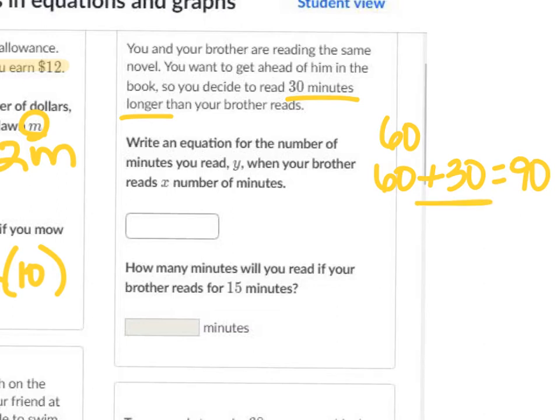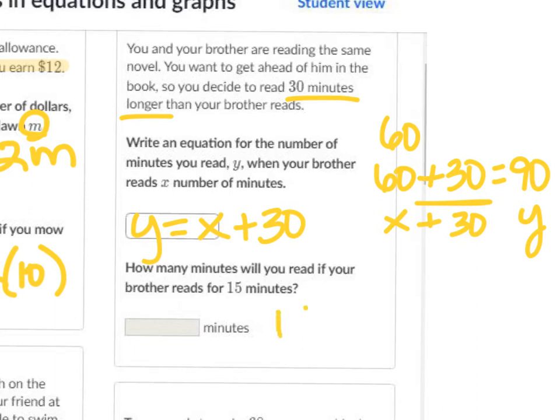So the number of minutes you read when your brother reads X minutes. If his is the X, yours is going to equal that number plus 30, okay? So Y is going to equal X, the number of minutes he reads, plus 30 additional minutes. How many minutes will you read if your brother reads for 15 minutes? You're going to take however many minutes he reads, add another 30 on, and you're going to get 45.